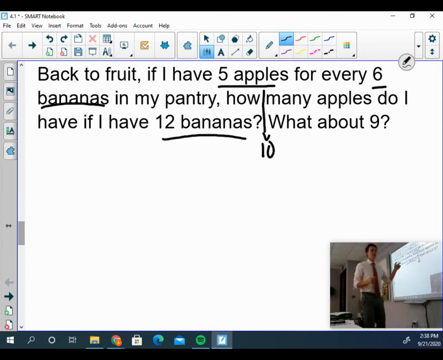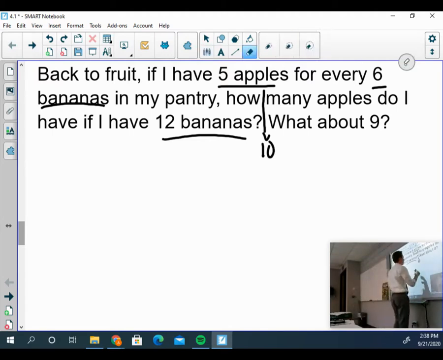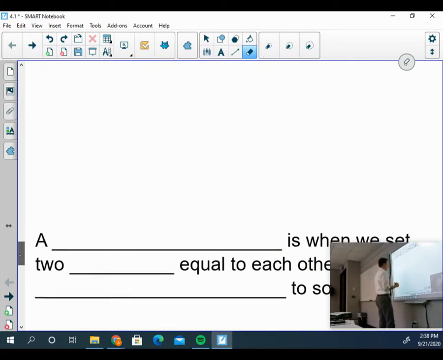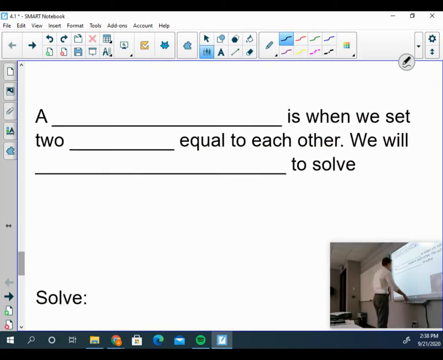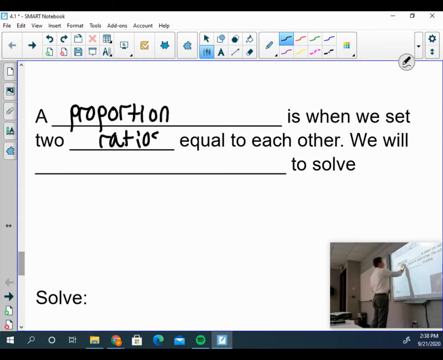So kind of like I did with the ratios, we're going to show you an example here and how you actually solve this problem with something called a proportion. A proportion is when we set 2 ratios equal to each other.